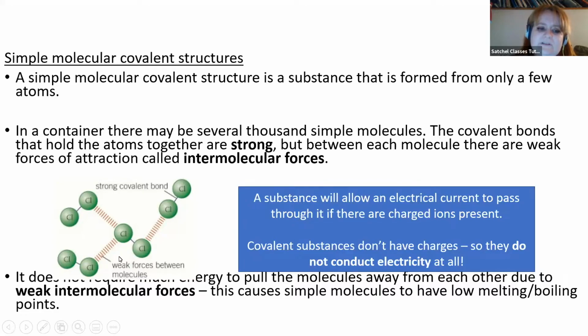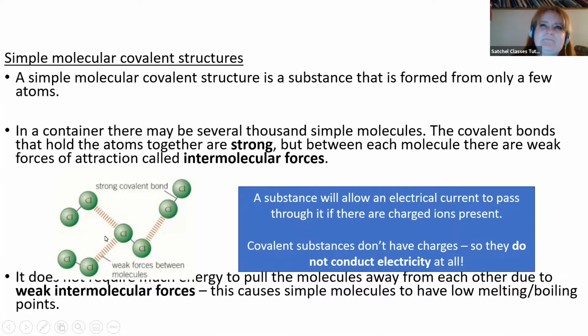Okay, so when you boil a covalent substance, you're actually breaking the intermolecular forces, so the forces between the molecules. And as they're weak, simple covalent substances have low boiling points, and they also have low melting points.